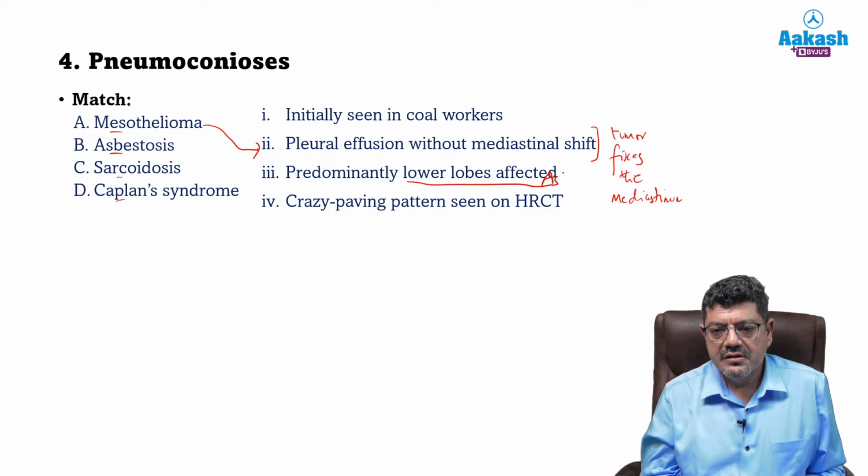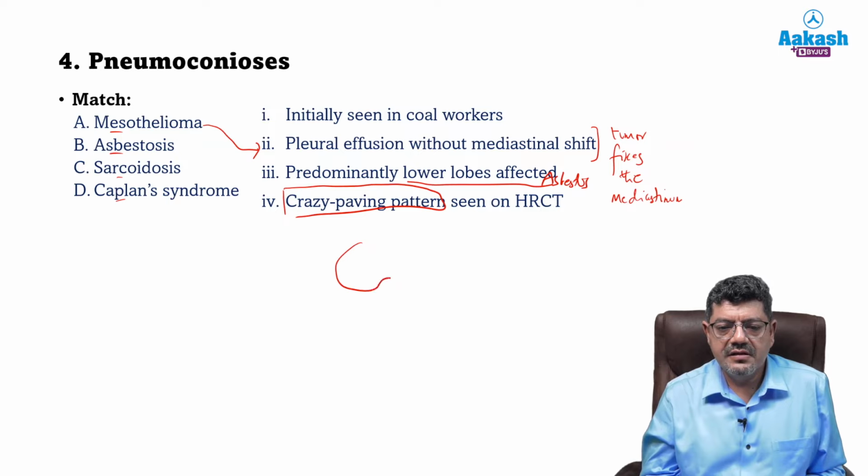Sarcoidosis, you see a crazy paving pattern on the HRCT. If that's the HRCT and that's the lung, what you will see is patches of alveolitis with thick septae.